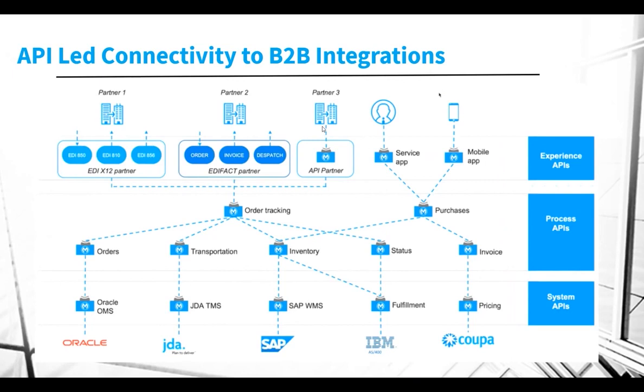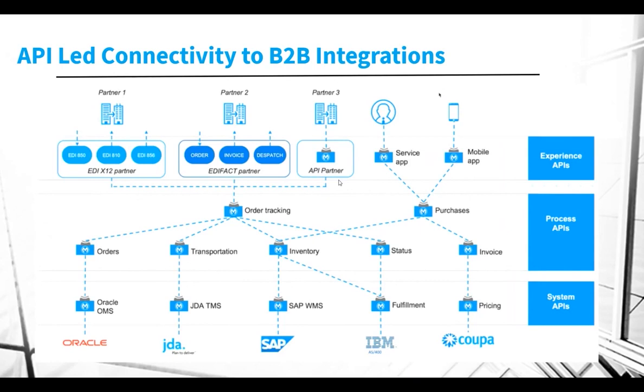This is another example that I have. Look at partner 1, partner 2, and partner 3. Partner 1 exchanges EDI X12, partner 2 has a different format, and partner 3 could be using some JSON or XML schemas they're exchanging through APIs. So three different partners, three different formats, three different ways to connect. Partner 1 could be using SFTP, partner 2 could be using AS2, and partner 3, let's say, SMTP. But all these partners are treated as an experience API or a channel, just a different channel.